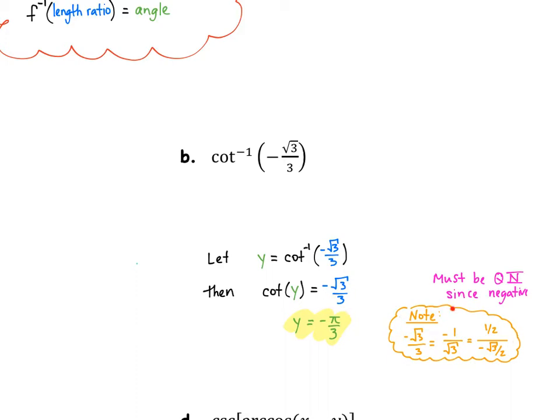Well, you have to manipulate some things, and I did this side note over here to help us remember that. Cotangent is cosine over sine. So as we go through, we could rewrite negative root 3 over 3 as negative 1 over root 3. And then we can think about it as our x over our y. So 1/2 over negative root 3 over 2. And that's going to put us at negative pi over 3. So the inverse cotangent of negative root 3 over 3 equals negative pi over 3.